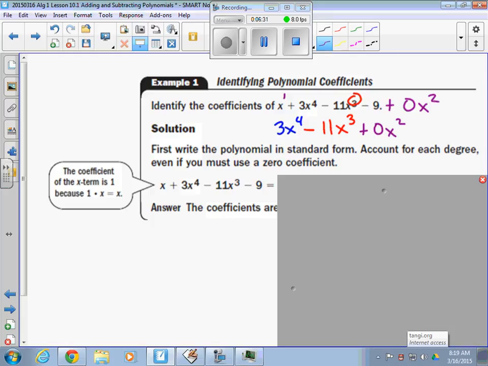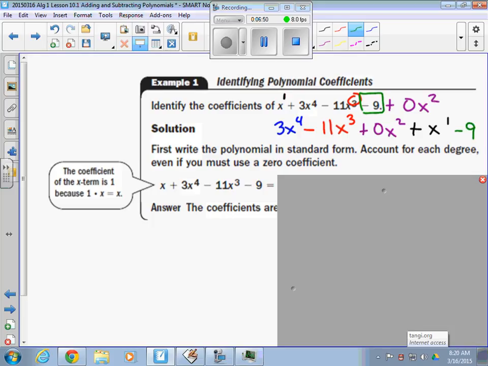Then you go down to the next exponent, x to the first, plus x to the first. And then the last one is called the constant term, negative 9. It's called constant because there's no variable to change it. So it'd be negative 9.